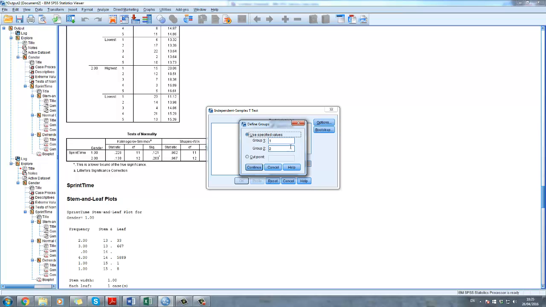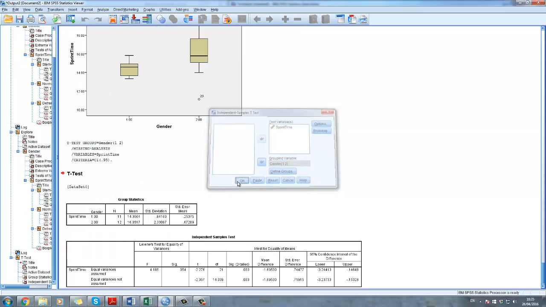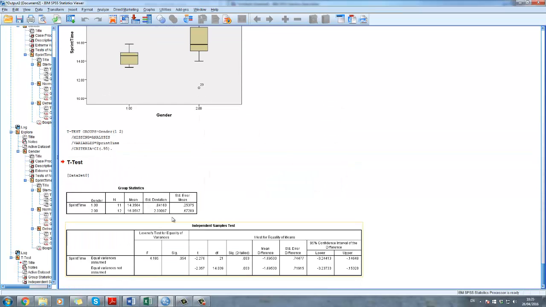This is just to prevent confusion in the system if you're using more than two groups in your analysis. And of course, this can only compare two groups at any one time. Click Continue and OK, and we'll get our t-test independent samples results coming up here.